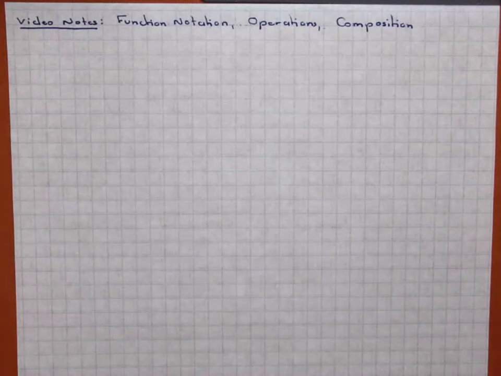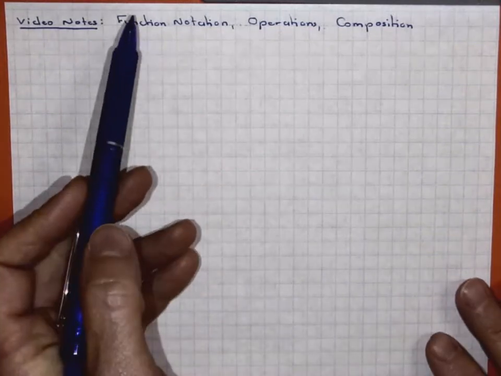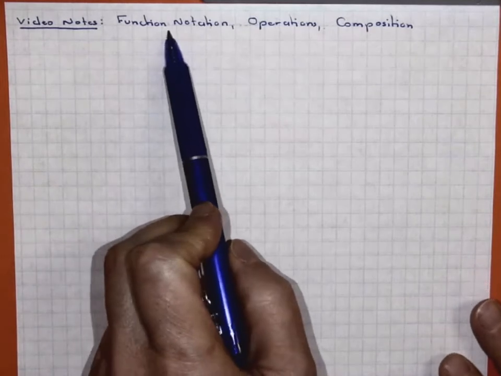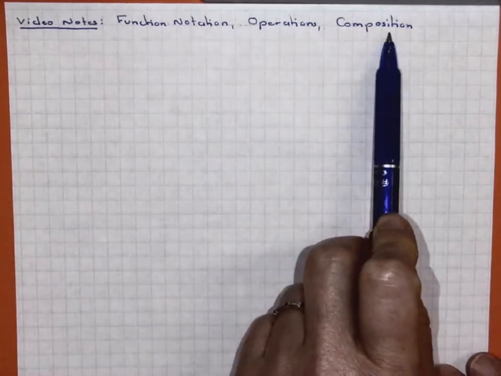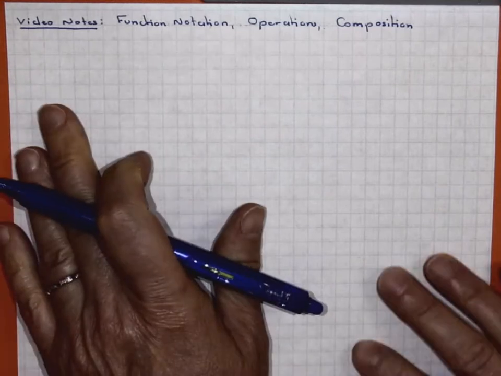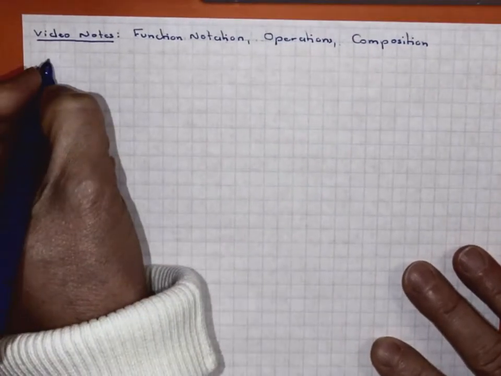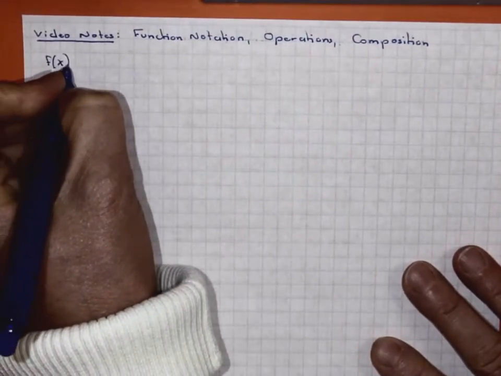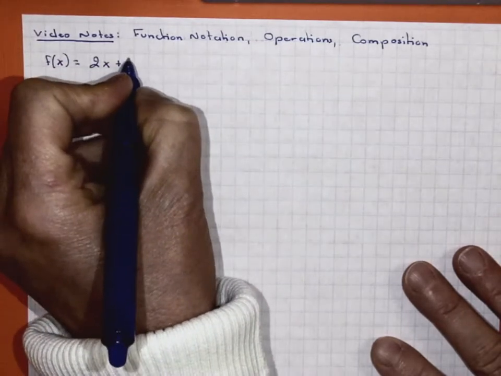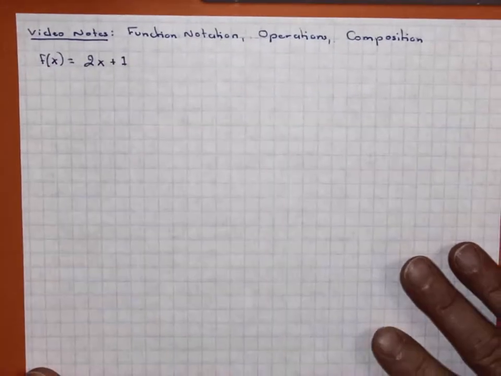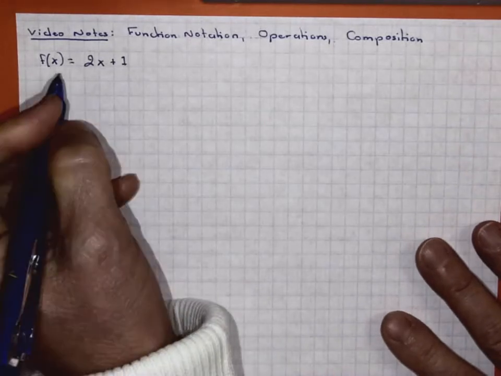Hello there. We are going to look at functions, specifically their notation, and then operations of function and composition. So notation first. If I have a function that I define as f of x is equal to, and I'm just going to keep it very simple here, let's just make it 2x plus 1, that's a linear function. Here is what we cannot do.